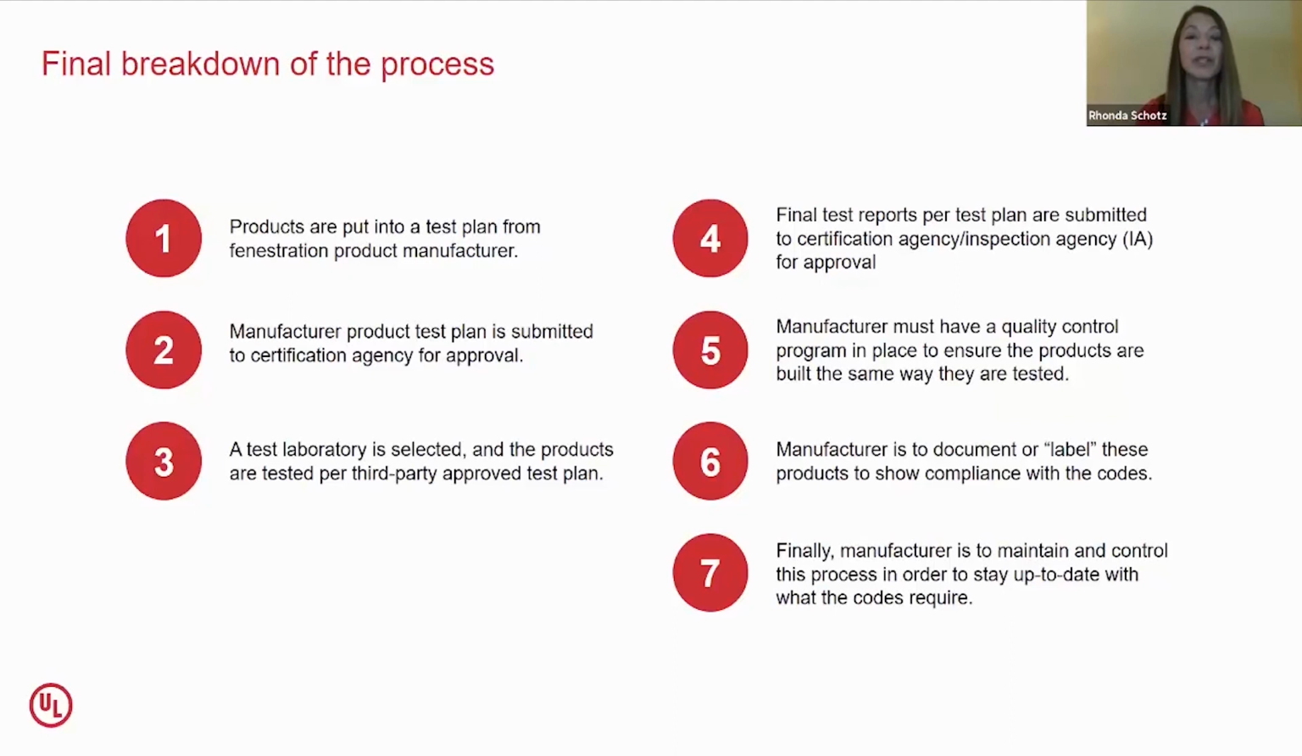Manufacturers must have a quality control program in place to ensure their products are built in the same way that they were tested. The manufacturer is to document or label these products to show compliance with the codes. And finally, a manufacturer is to maintain and control this process in order to stay up to date with the codes that are required.